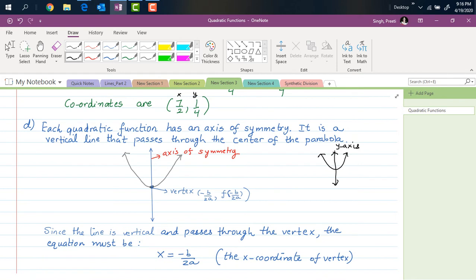But how do we write the equation of that vertical line? Since this line passes through x equals negative b over 2a, whatever that number is, x equals that particular number is your vertical line.